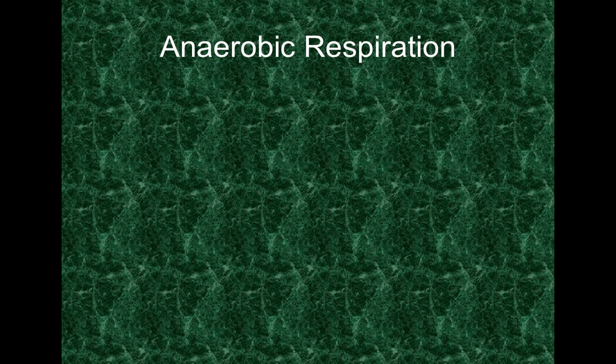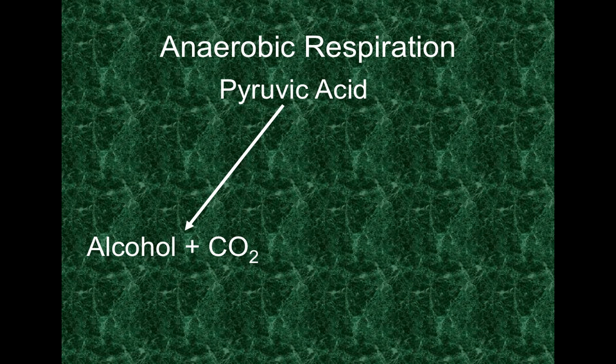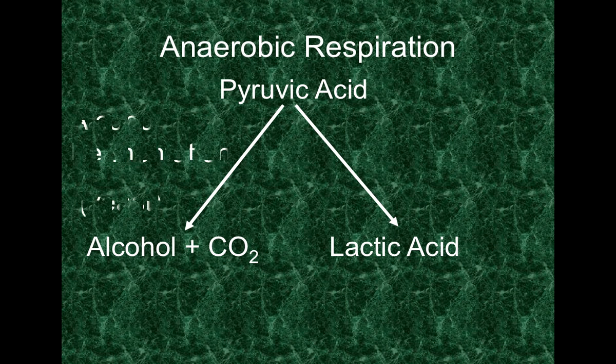With anaerobic respiration, we start with that pyruvic acid, and we have two different types of fermentation. In the first type, we get alcohol and carbon dioxide produced. In the second one, we get lactic acid. These are different processes because we have different products and they have different names.